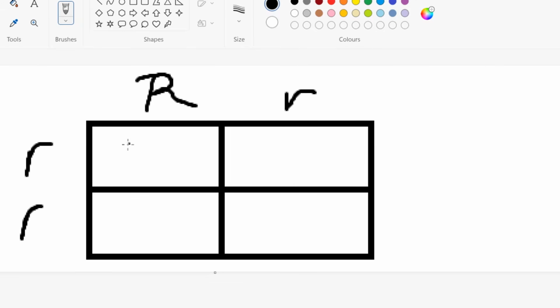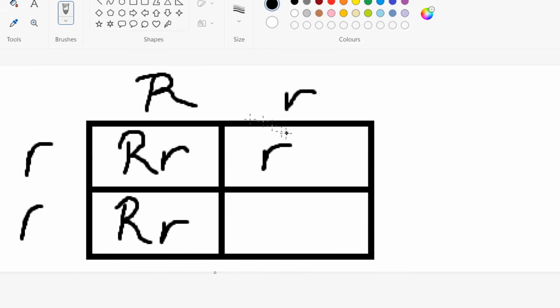So this first possibility here is going to inherit this dominant and this recessive here. The second possibility is going to inherit the dominant R and the recessive r. This third possibility is going to inherit this recessive r and this recessive r. So this is going to be a wrinkled seed. And the last one is going to inherit this recessive r and this recessive r. And this is going to be a wrinkled seed.